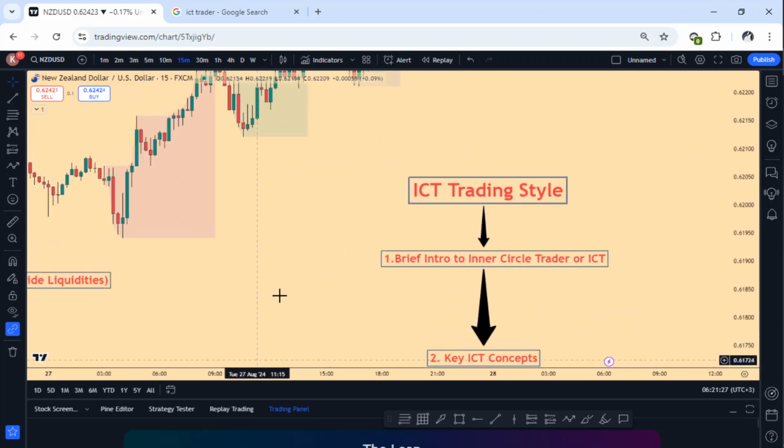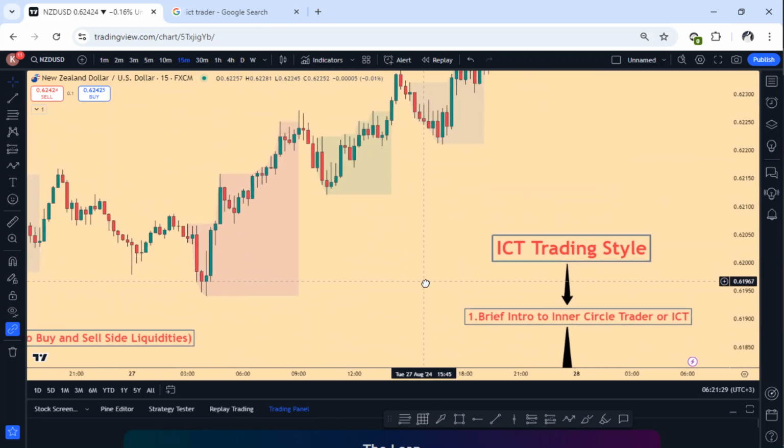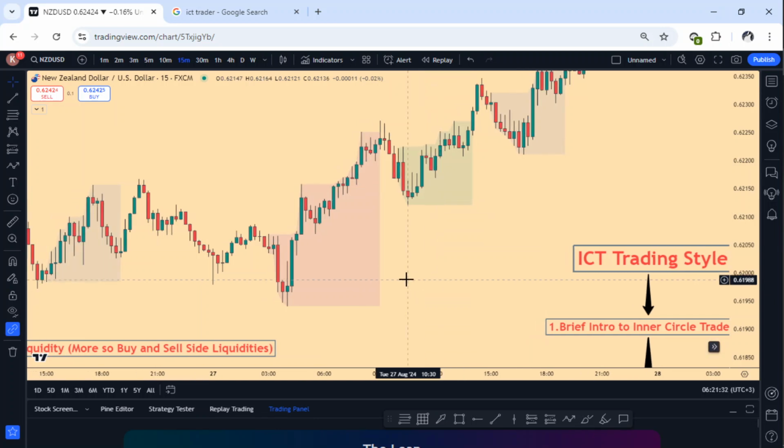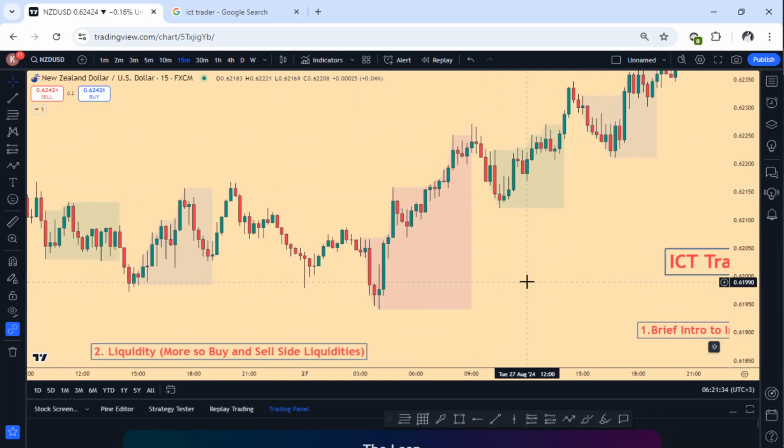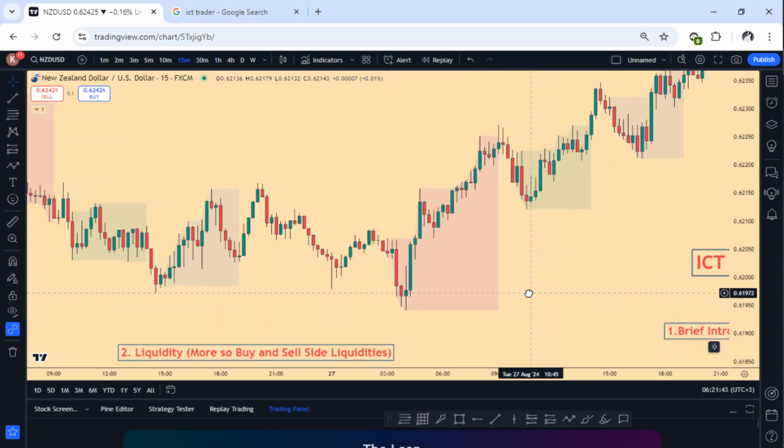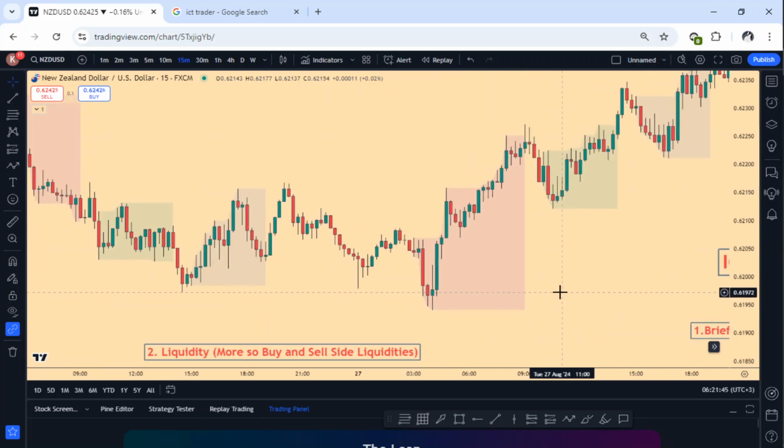There's another concept here called liquidity. So ICT traders mostly focus on buy side and sell side liquidities. You'll hear them talk more about sell side and buy side liquidity. Now, what generally is liquidity? In my previous video on what is SMC and SMC concepts, I said that liquidity is just basically where stop losses are and take profits are, entries are, etc.